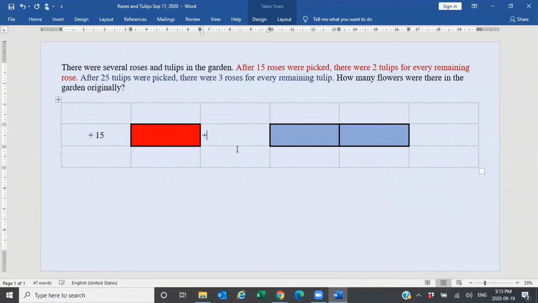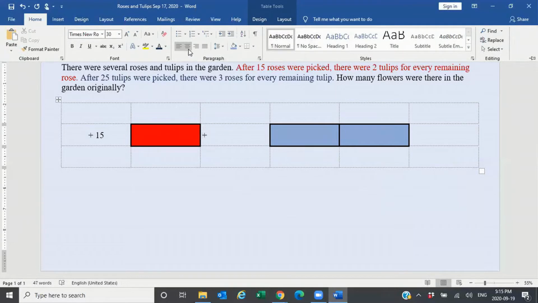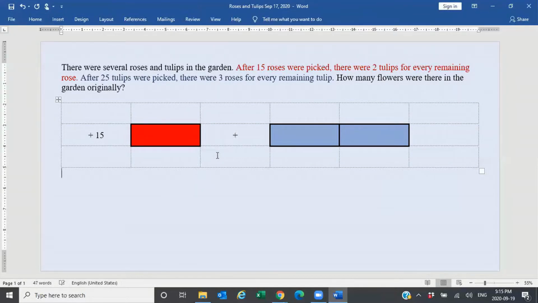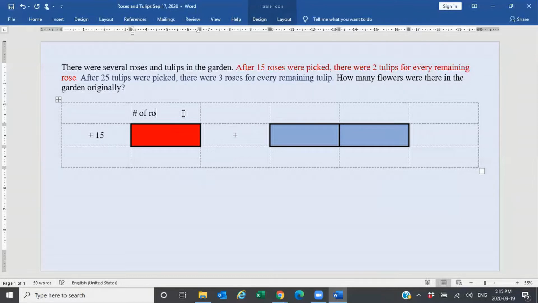I also need to do that to this plus sign because it says how many flowers were there in the garden originally. So it's the number of roses plus the number of tulips. Here, yep, there we go. So we have that down. Now I will write number of roses here. Right here, I'll write number of tulips.